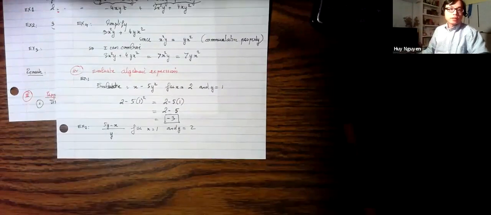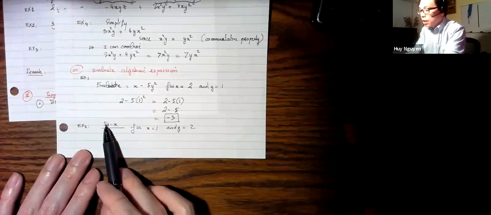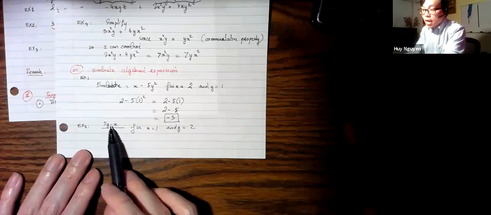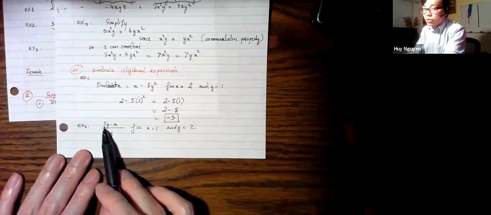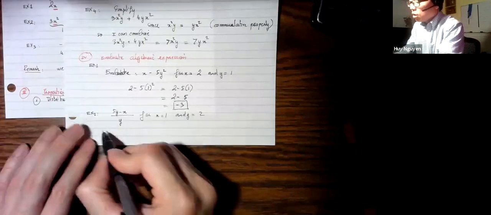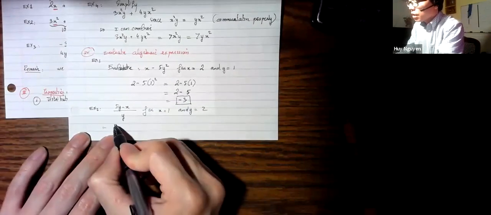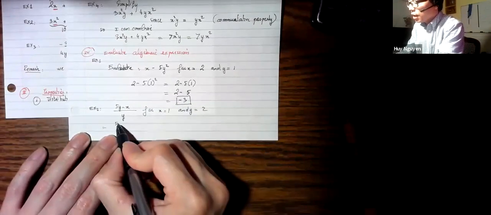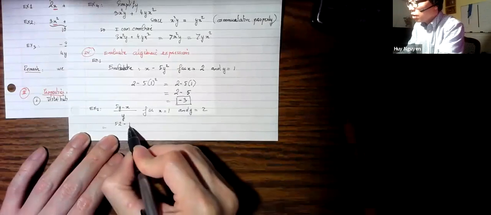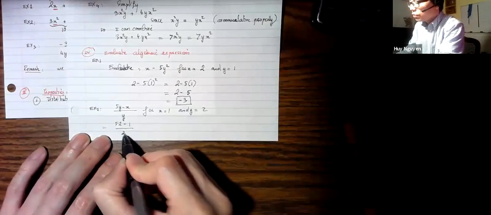I want to evaluate this. All right, so this is algebraic expression. It contains variable terms. There's no constant term, only variables. The number over here is not a constant term because it's attached. This number is attached to the y, so this is a coefficient. So all you have to do is replace: 5y, y is 2, so 5 times 2 minus 1 over 2.